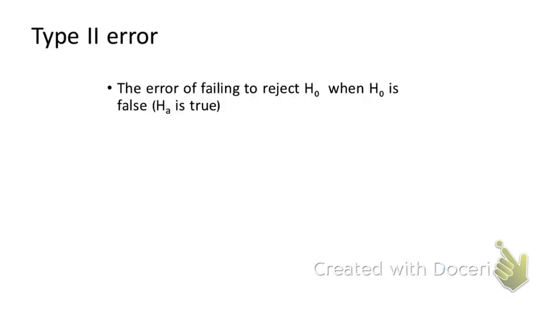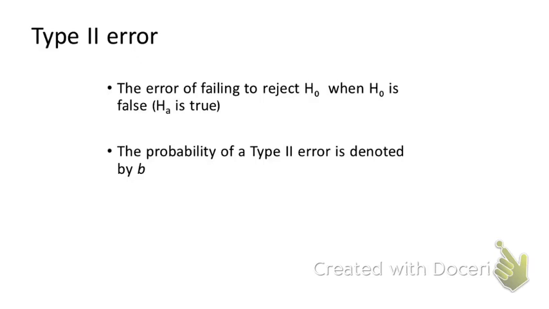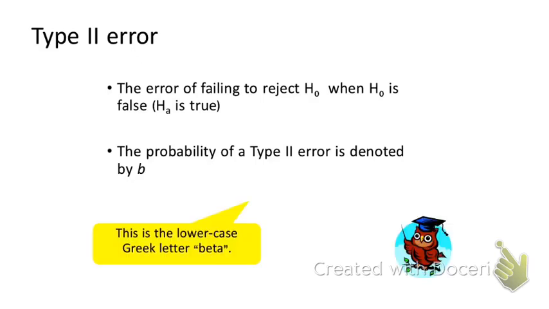Okay, type 2. That's when you fail to reject, but the null is false. We call that beta. And I'm going to change that for you. That's beta.